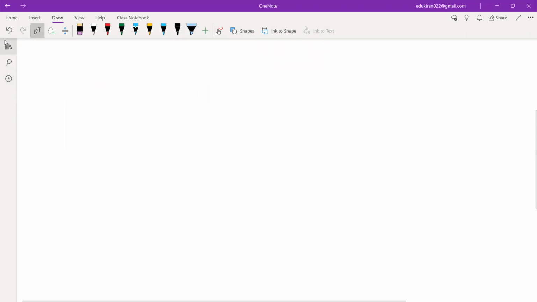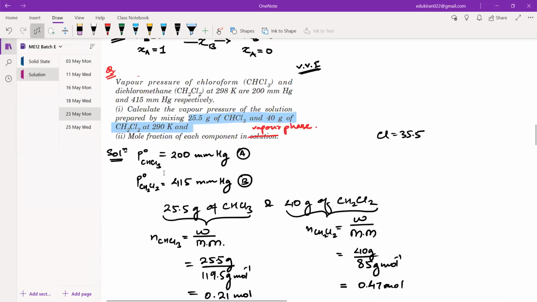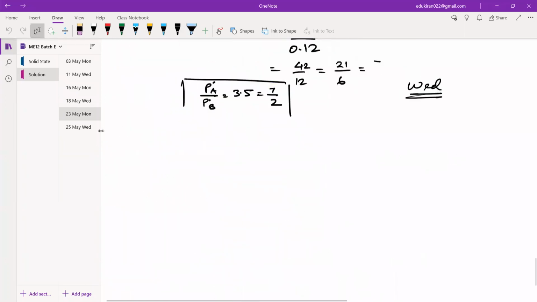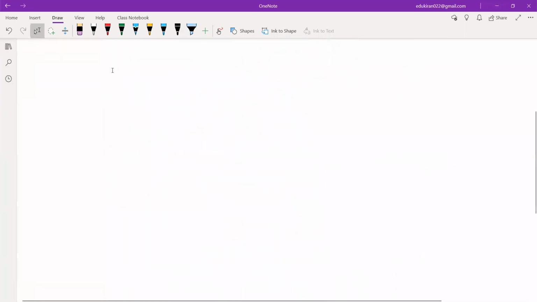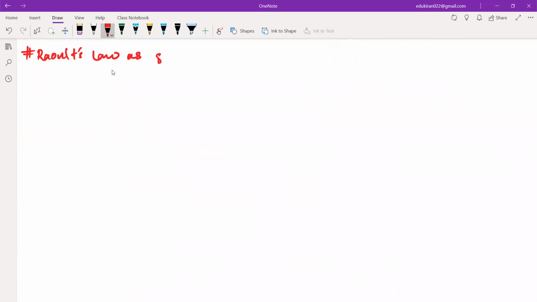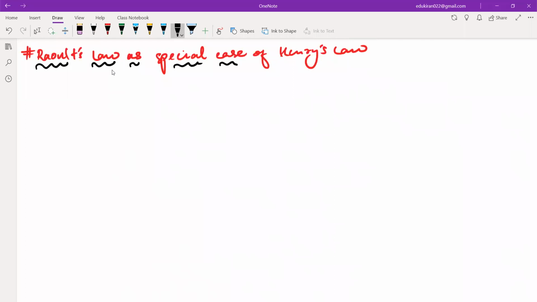So in the last lecture, we did a question on Raoult's law, right? At the end. Now write the heading: Raoult's law as special case of Henry's law. In this, we will be looking at the similarities between Raoult's law and Henry's law.